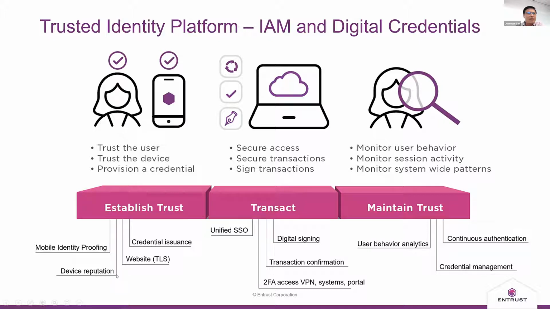Then you will also keep track of the device reputation, to make sure that the device that's used to enroll into the system is not blacklisted on the global website that contains all the crime syndicate information. So that's part of establishing trust, so that you can trust the user, trust the device, and provision a credential. After the enrollment is completed, the user can start the transaction, can securely access a protected resource or perform a transaction like a fund transfer.